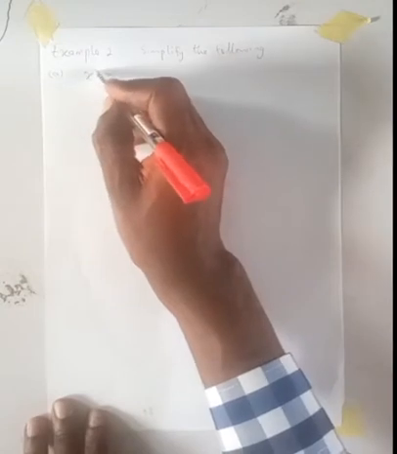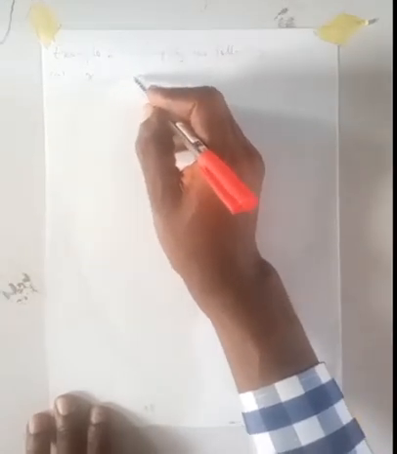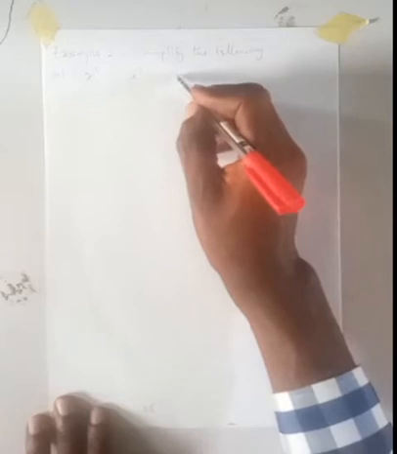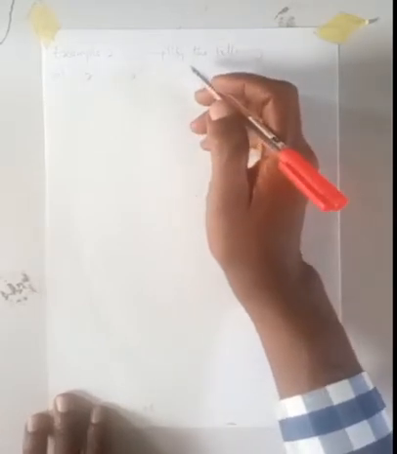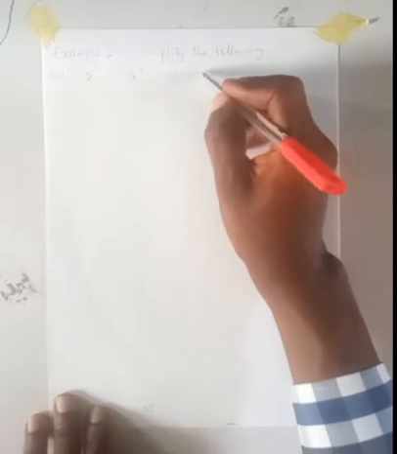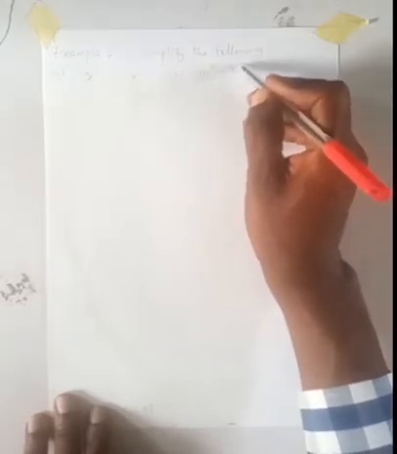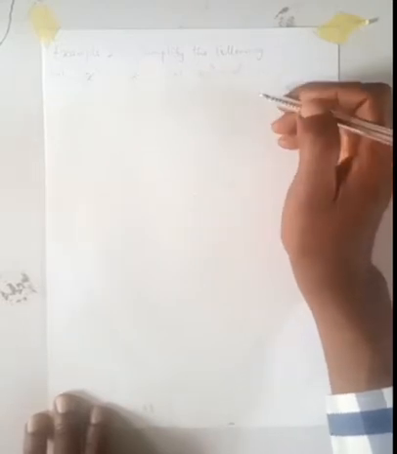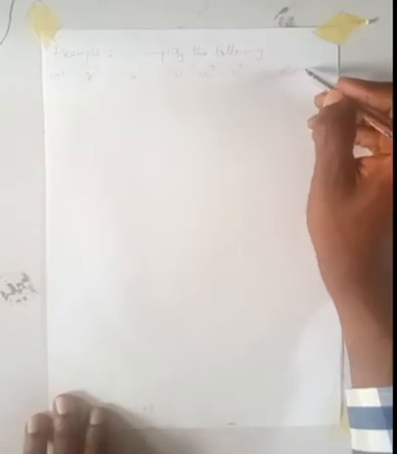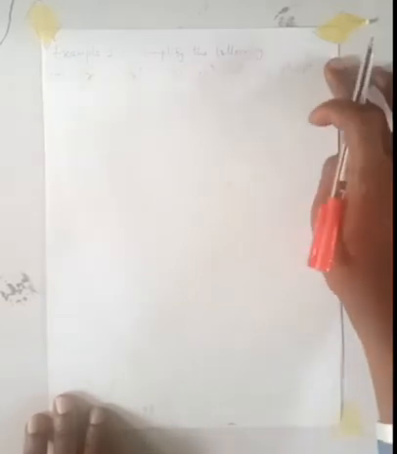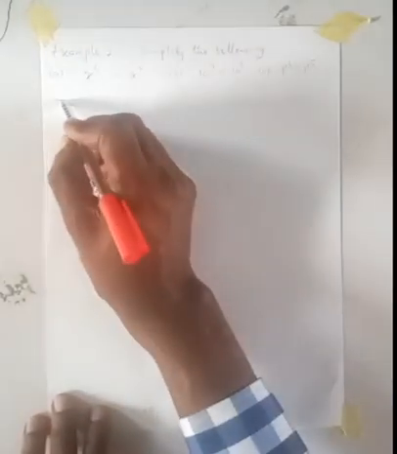A there, I have x raised to power 5 divided by x raised to power 2. B there, what I have is 10 raised to power 9 divided by 10 raised to power 3. C there, I have p raised to power 6 divided by p raised to power 5. So solution.